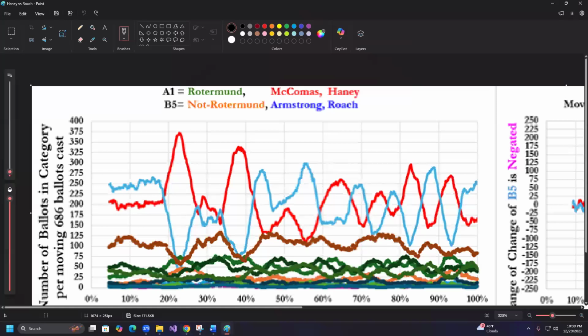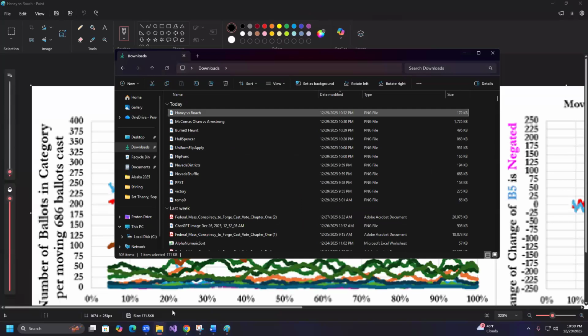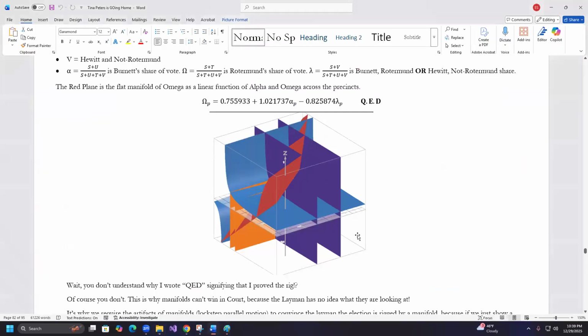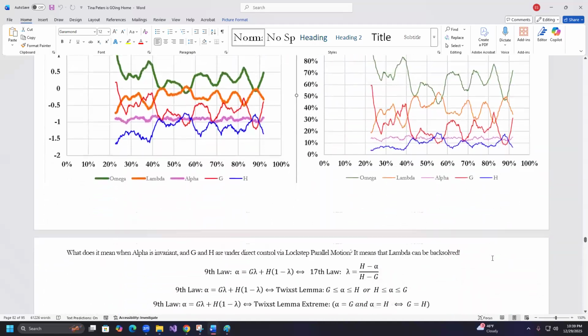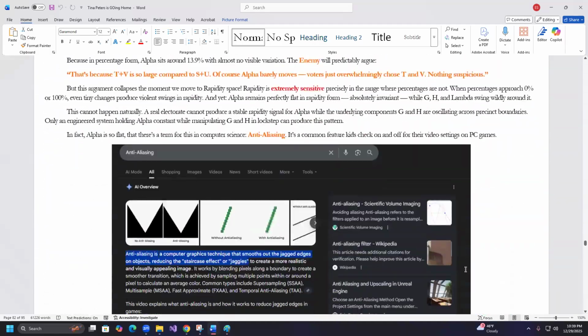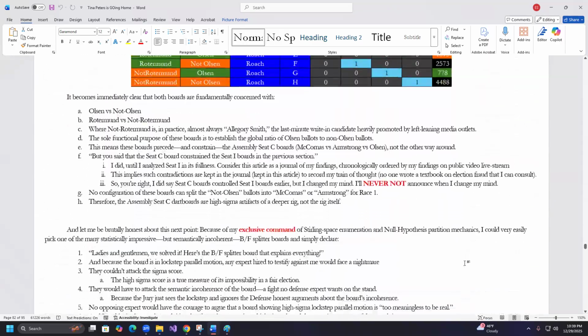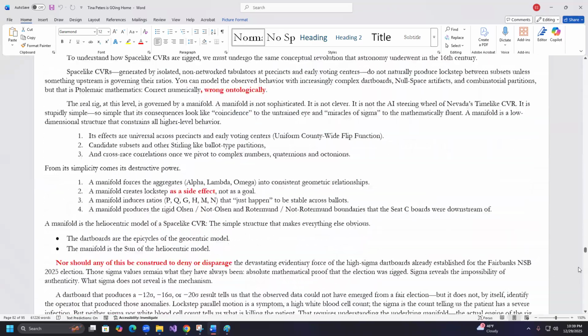And it creates a situation, and it's the same behavior. This is just raw vote totals. It creates a situation where Democrat support for Rotterman swings between 25 and 60%, depending on which precinct you're in. But I kid you not, it's purely a function of Barbara Haney's vote, which I'm going to show you if I can find the picture.